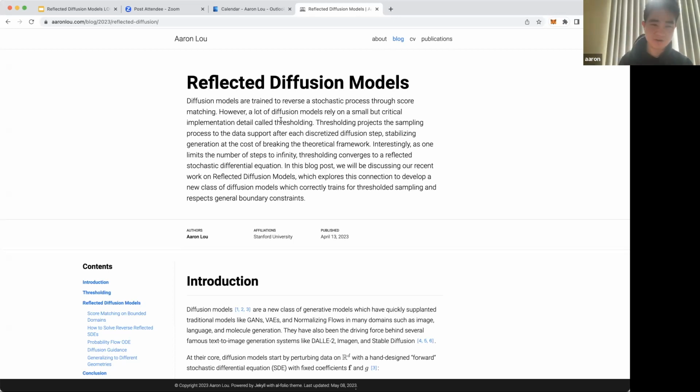Diffusion models are trained to reverse the stochastic process through score matching. But a lot of diffusion models rely on a small but critical implementation detail called thresholding. The main idea behind thresholding is that you want to project the sampling process to the data support after each discretized diffusion step, and this stabilizes generation but breaks the theoretical framework. Interestingly, as one limits the number of steps to infinity, thresholding converges to a reflected stochastic differential equation. In our work, we discuss this connection to develop reflected diffusion models, which correctly train for thresholded sampling, respect general boundary constraints, and generalize many of the pre-existing features of standard diffusion models.